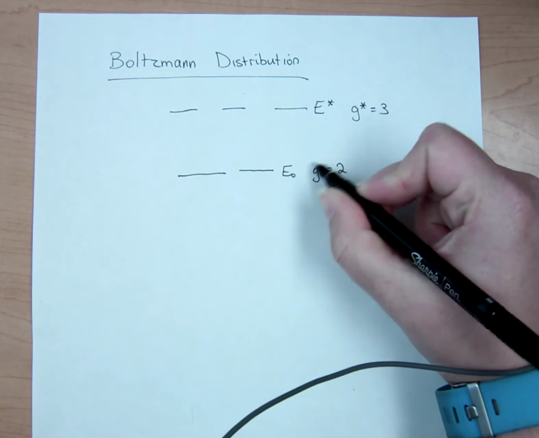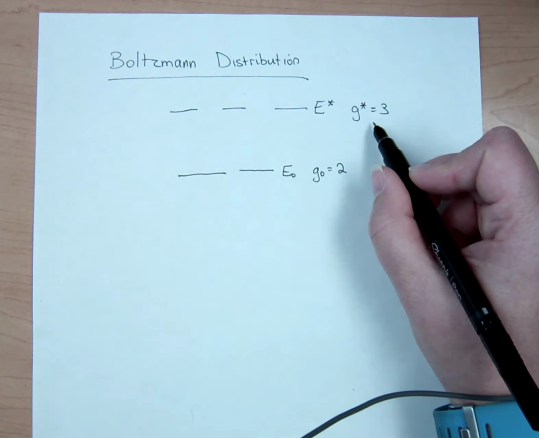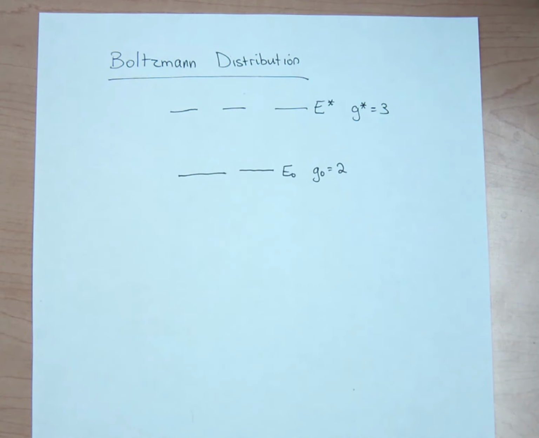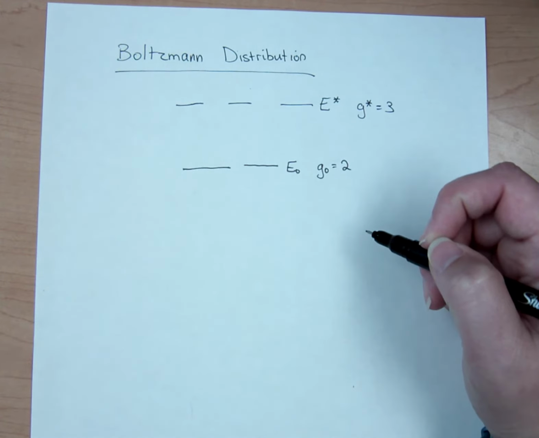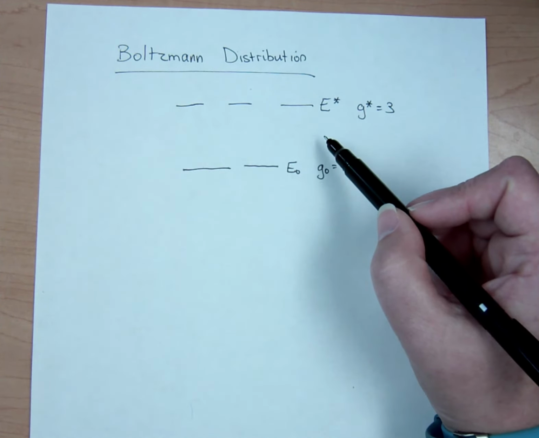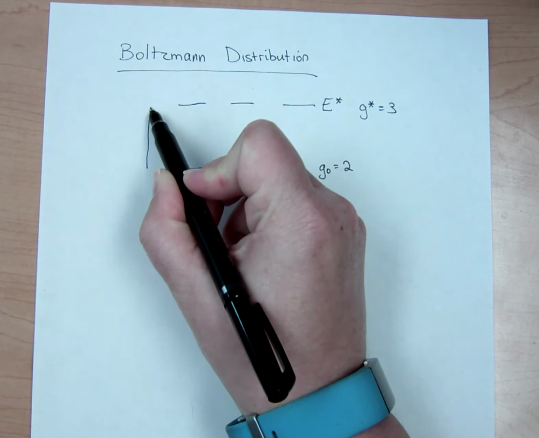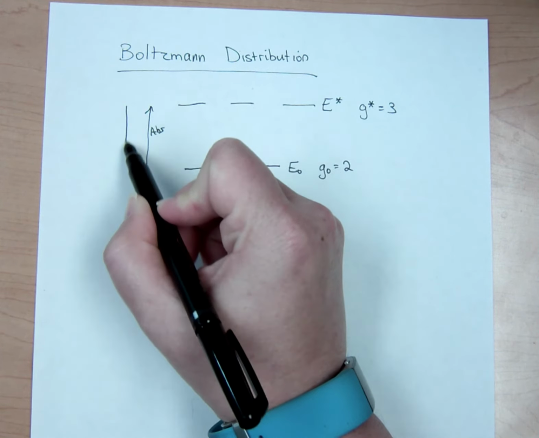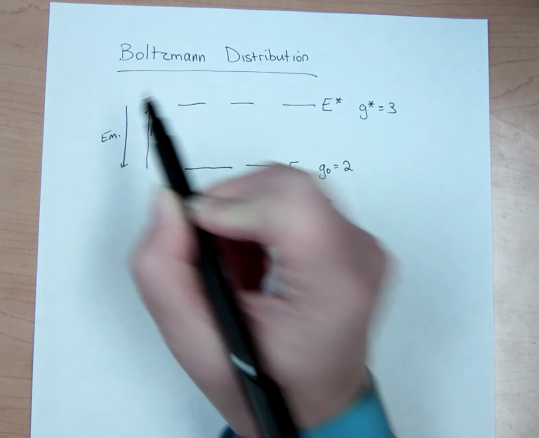Now, how many degenerate states you have at the ground state and at the excited state is something that I will give you. I'm not going to make you research that on your own. I'll give that to you in a problem. But we'll need those values in a minute, which is why I'm including them here. Okay, so for absorption, we're going from the ground state to the excited state. And for emission, we'd be dropping down from the excited state to the ground state.